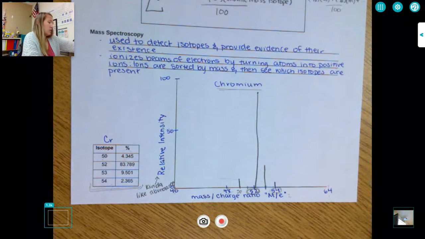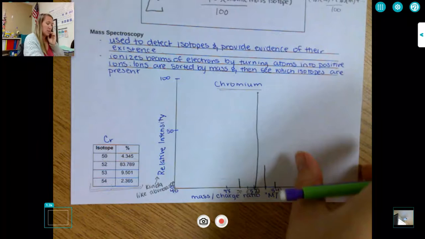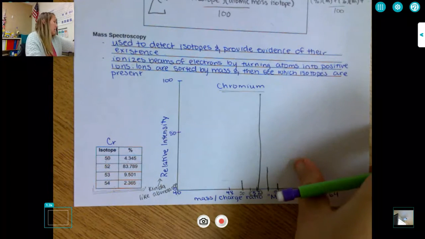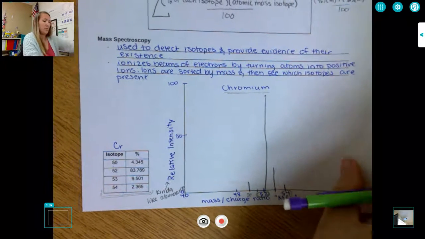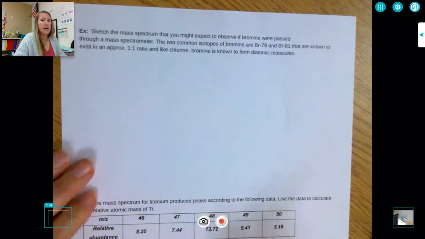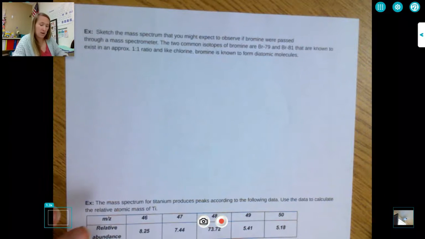So how would we do a calculation that has to use mass spectroscopy data? Let's take a look at one. So our first example here asks us to sketch the mass spectrum that you might expect to observe if bromine were passed through a mass spectrometer. Oh boy, here it goes. 2 common isotopes of bromine are bromine 79 and 81. They're known to exist in approximate 1-to-1 ratio like chlorine. Bromine is also known to form diatomic molecules.